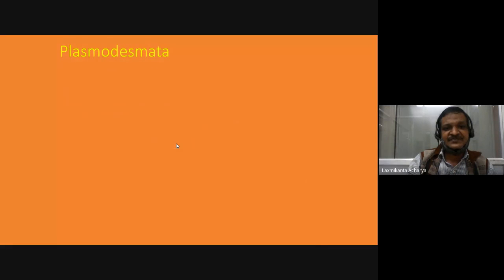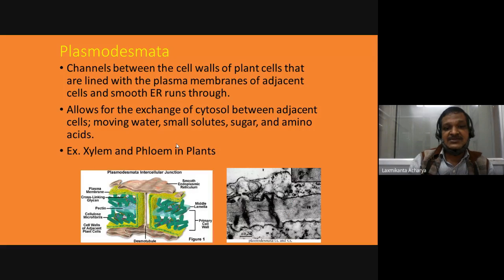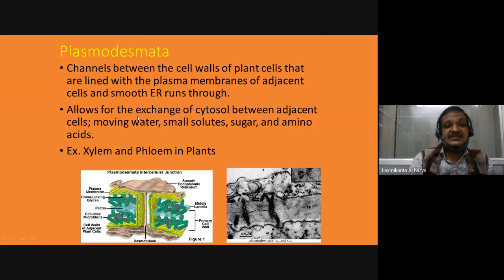Okay, and in case of plant cells, the channel is between two cells. You know, in the plant system you have a very rigid cell wall, right? So the plasma membrane of adjacent cells are connected with channels, and this plasmodesmata helps in connecting two cells. Okay, and through this, water is transported from root to the apex of the plant.